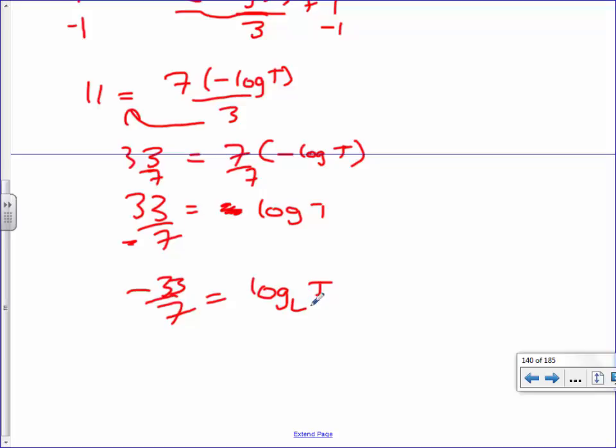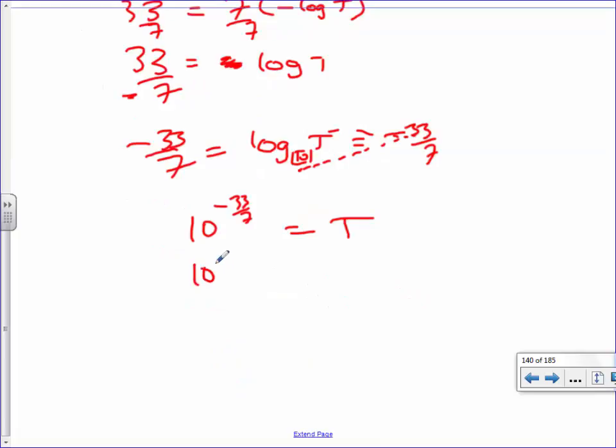What number is right here? It doesn't give one. Do you remember what the number is if they don't tell you? 10. This is 10. So if I want to rearrange this now, it would be 10 goes to the power of negative 33 over 7. That equals t. It's going to be backwards because of the way I wrote it, so I'll write this on the other side. But 10 to the power of negative 33 over 7 equals t.